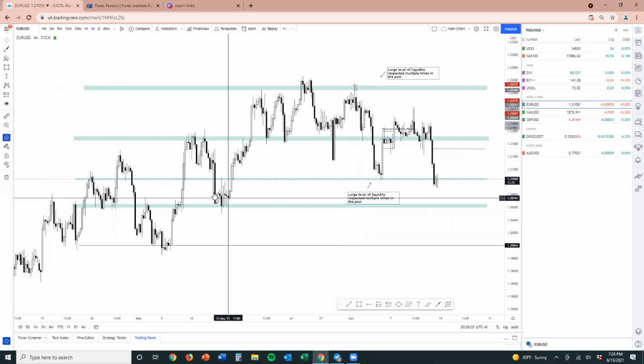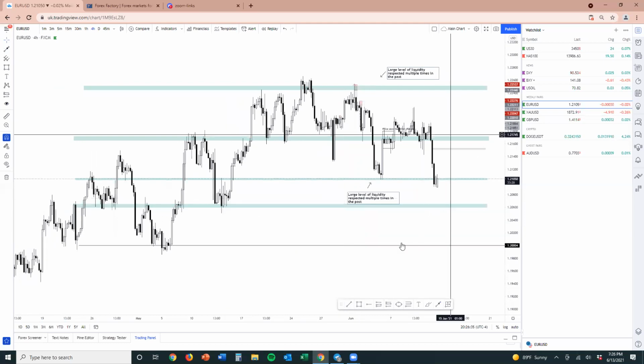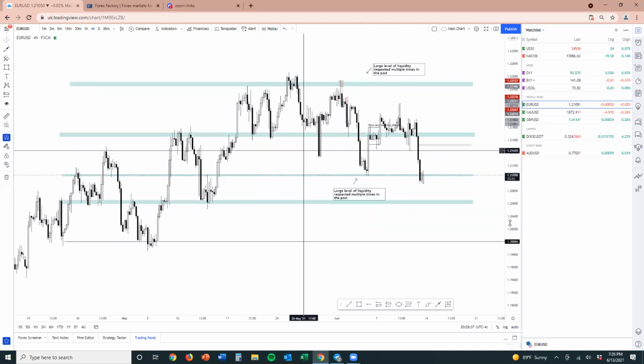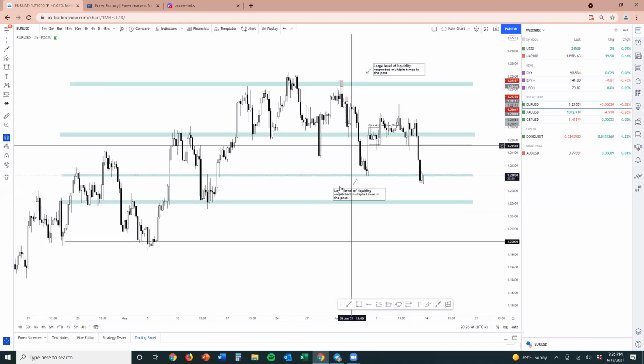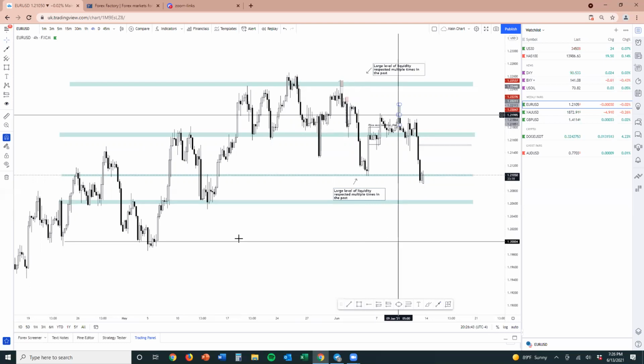Again, we could trade off of these zones here. We could have reversals, but from an overall standpoint, with how news is and how we do see the US dollar becoming more bullish, I do see EU actually dropping into our zones.